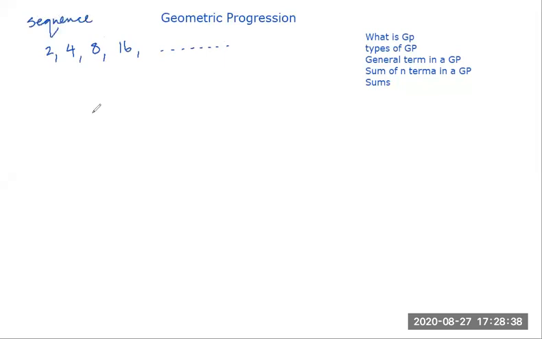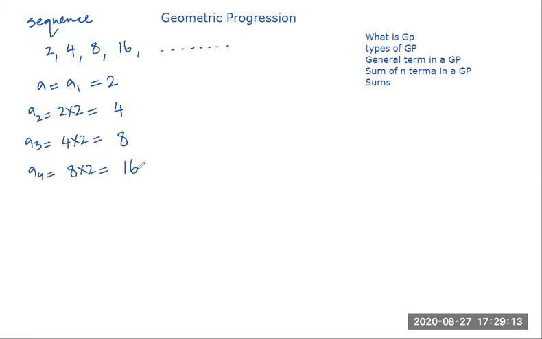Now you see students, if we observe the first term A, we can call it A1 also. This is 2. The second term is 4 and the third term is 8. Fourth term is 16. So we can very well observe that 2 has been multiplied by 2 to get 4, then 4 has been multiplied by 2 to get 8, and 8 has been multiplied by 2 to get 16, giving second term, third term, and fourth term, right?